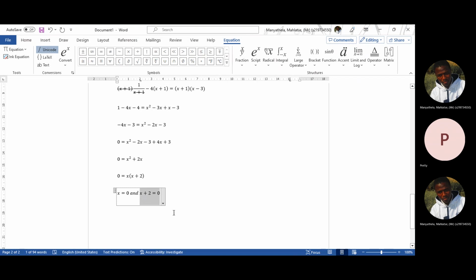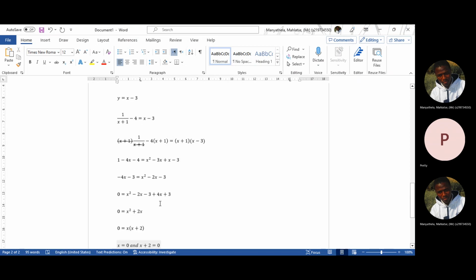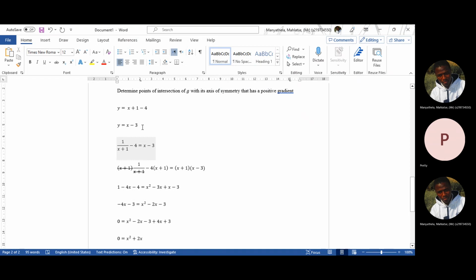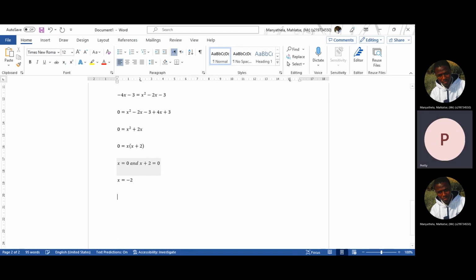Then the 2 crosses over. Remember, when you cross the equal sign, positive becomes negative. So x equal to negative 2. So the only points that satisfy are x equal to 0 or x equal to negative 2. Then you have the two equations. It's either we look at this one or this one. It doesn't matter. It will give you the same answer. So x equal to negative 2.